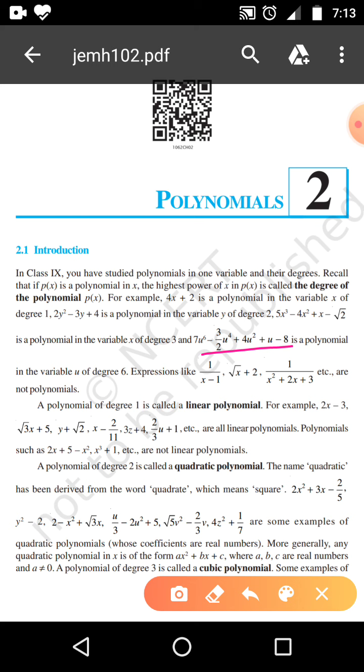Now some types of polynomial. Linear polynomial. What is the linear polynomial? The polynomial in which the degree is 1 is known as a linear polynomial, and a polynomial having degree 2 is defined as a quadratic polynomial. Same as a cubic polynomial, in which the degree of the polynomial is 3. So this is the introduction.